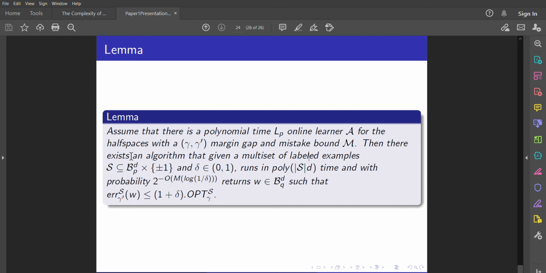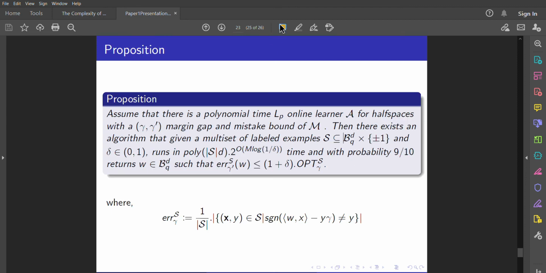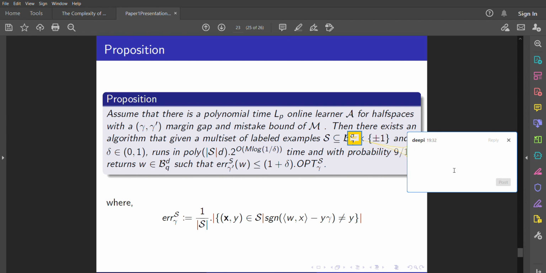Assuming that there is a polynomial time LP online learner A for half spaces with a gamma gamma dash margin gap and mistake bound M, there exists an algorithm that, given a multiset of labeled examples S, a subset of BPD, and delta belonging to 0, 1, runs in polynomial of cardinality of S times D, and with probability 2 to the power of minus big O of n log of 1 by delta, returns W belonging to BDQ such that this error is less than or equal to 1 plus delta times the error of the best fitting W. Also, I think I've made a mistake here: S belongs to BPD and not BDP and not BDQ.